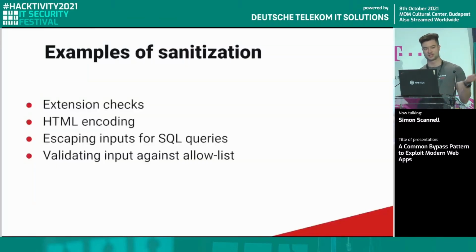This is where you do your extension checks. This is where you do your HTML encoding to ensure you don't have XSS. Then you have something like escaping your inputs for SQL queries, so you can use them safely without your whole application blowing up. And then you have something like validating input against an allow list. Say if you want to read a file from a server and you want to have the user specify which file, you'd have an allow list.